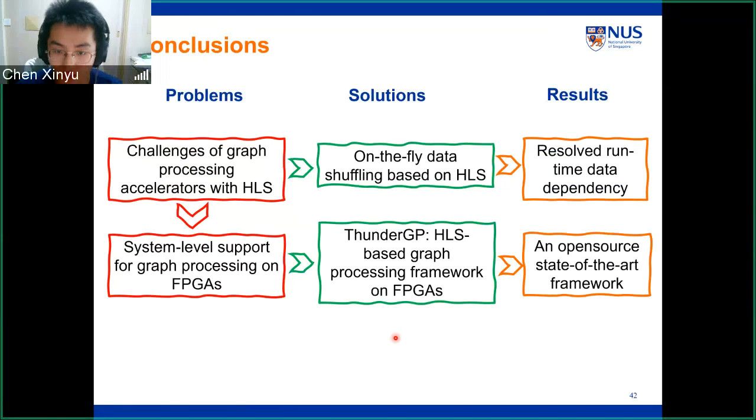Okay, so for conclusion, we first saw the challenge of graph processing, especially with HLS. The problem is data shuffling to solve the runtime data dependency. And then we propose system-level support for graph processing on FPGAs, considering performance, programmability, and also the usability of the system.